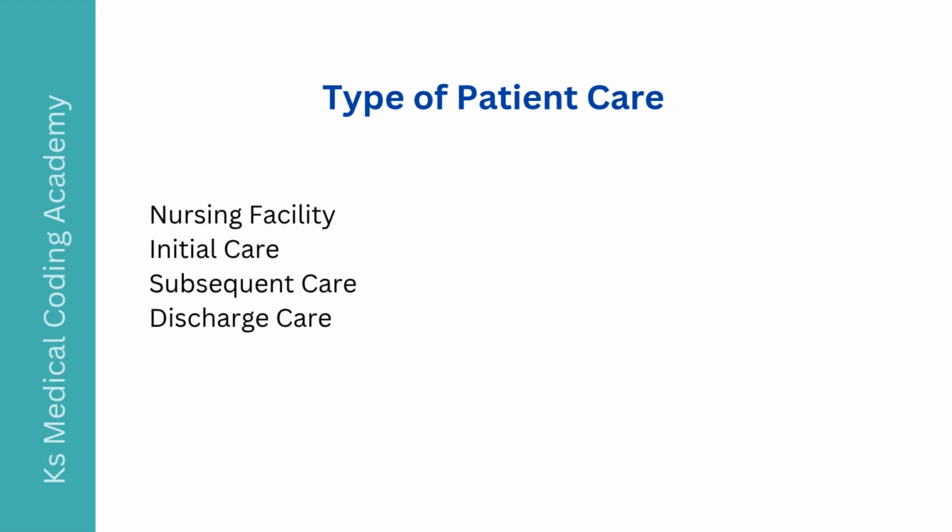Nursing facility services are divided into initial nursing facility care, subsequent nursing facility care, and nursing facility discharge services. Each category has its own CPT code range and documentation requirements. Selecting the correct category ensures accurate coding and reimbursement.